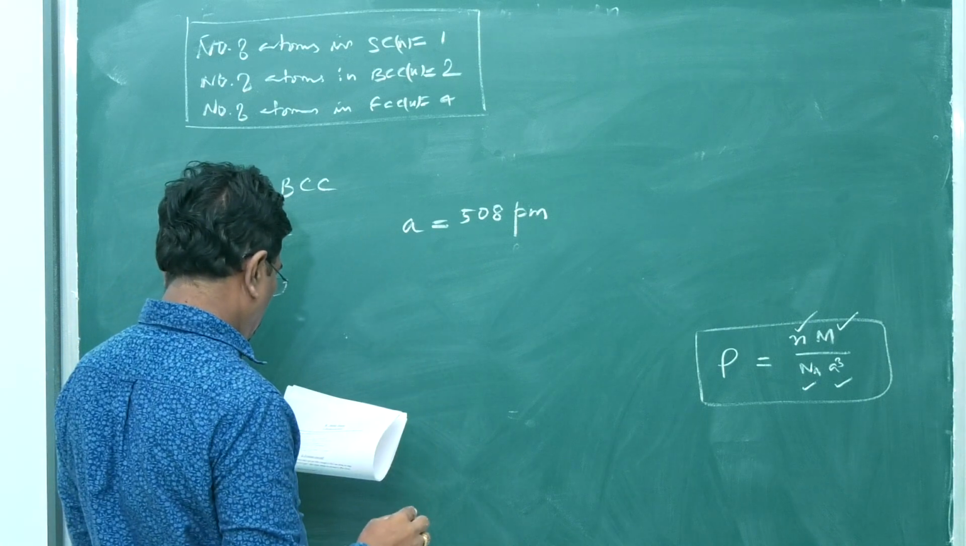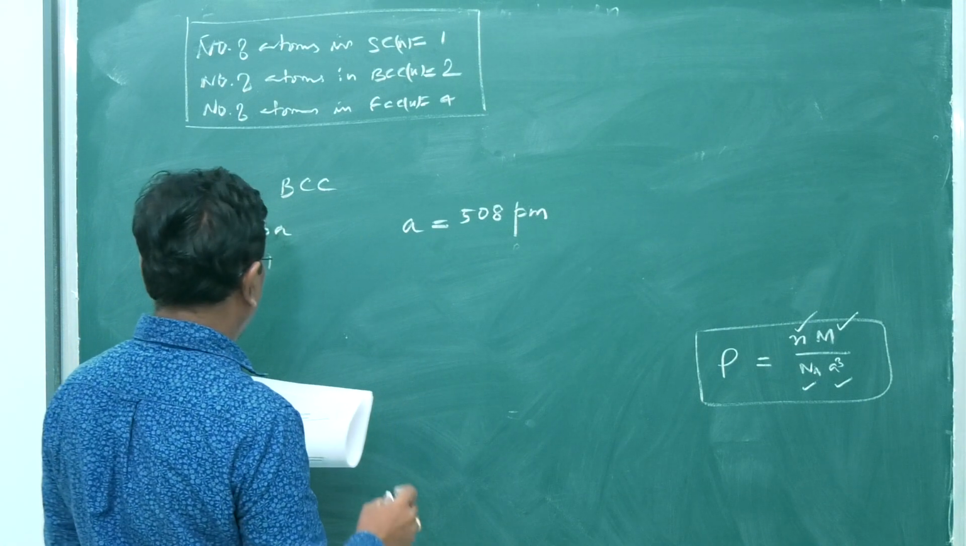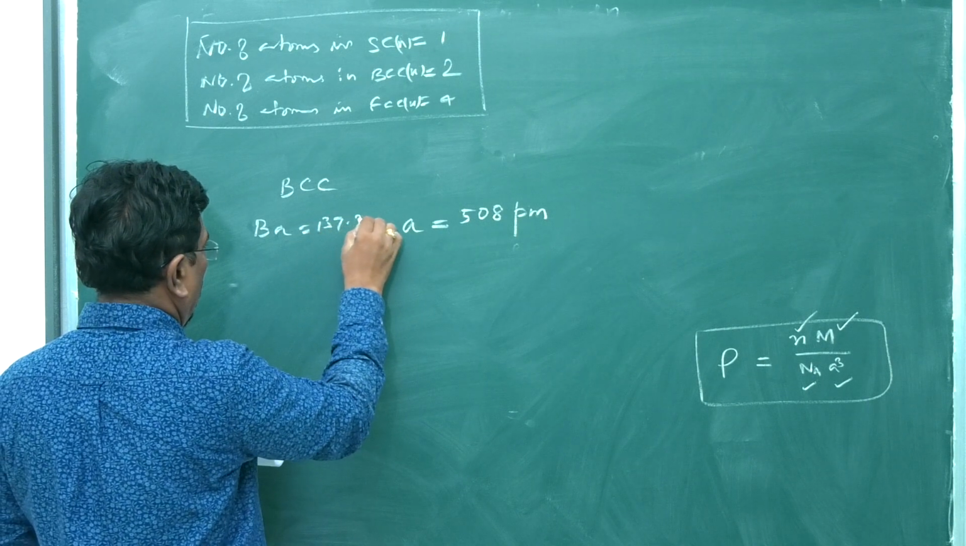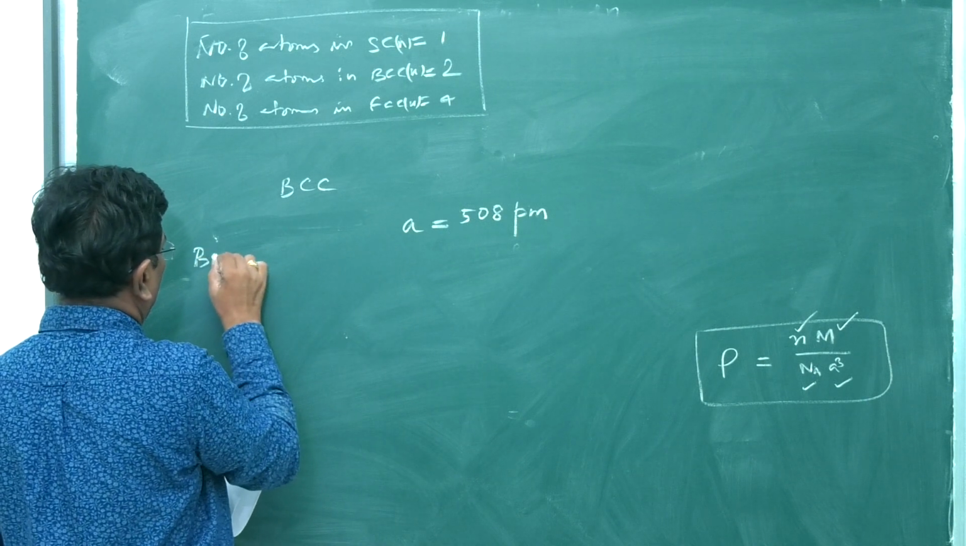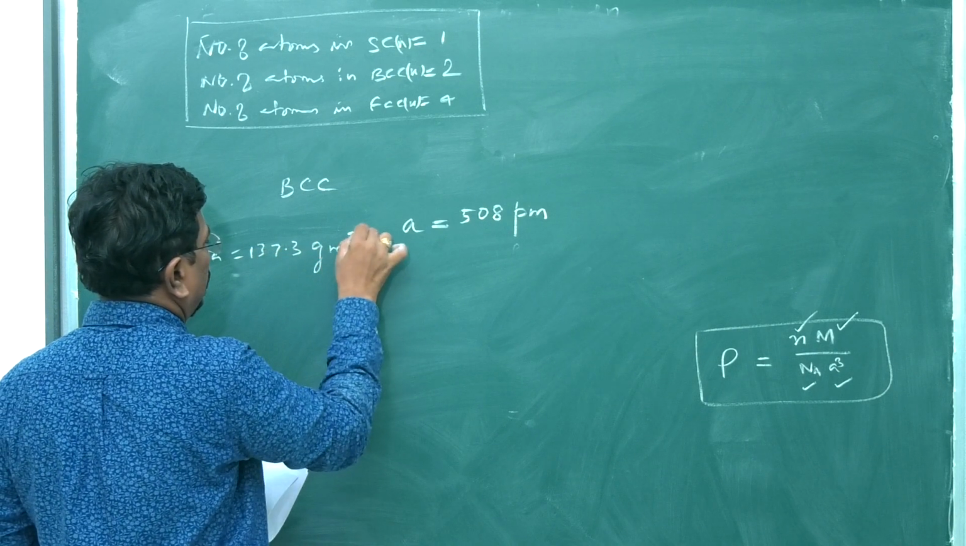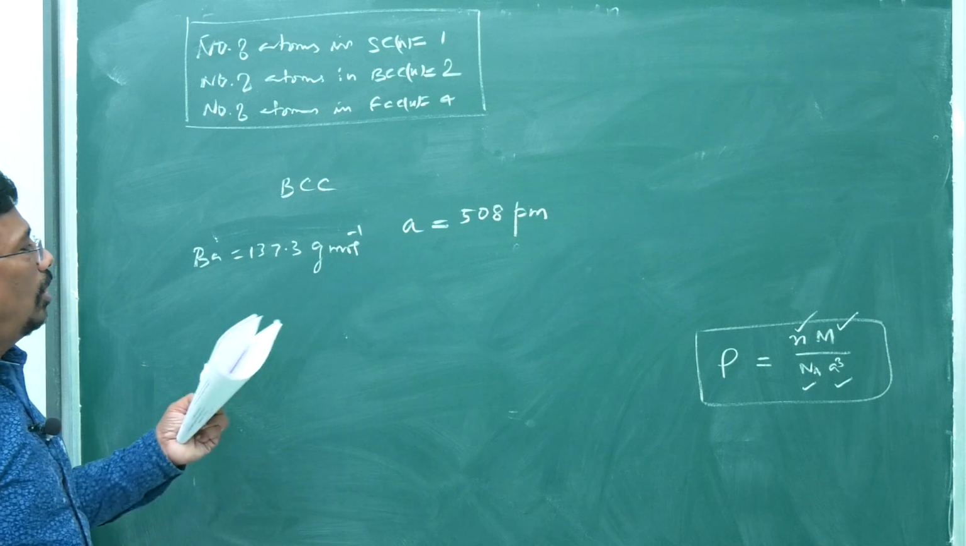All right. The molecular mass of barium is 137.3 gram per mole. Now, how to do the calculation?